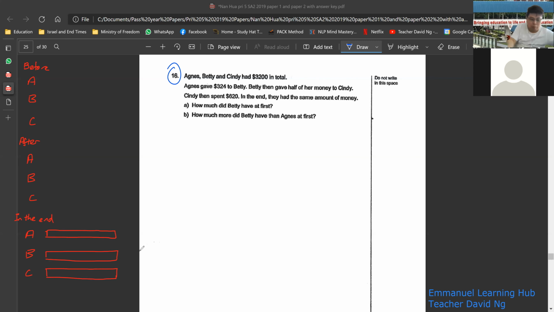Okay, they have an equal amount of money right now. You need to see the exchange that takes place. Let's analyze the exchange. Agnes gives 324 to Betty, so it's an internal exchange. A to B. Then B to C, another internal exchange. The only exterior exchange is this 620. Cindy spent 620.